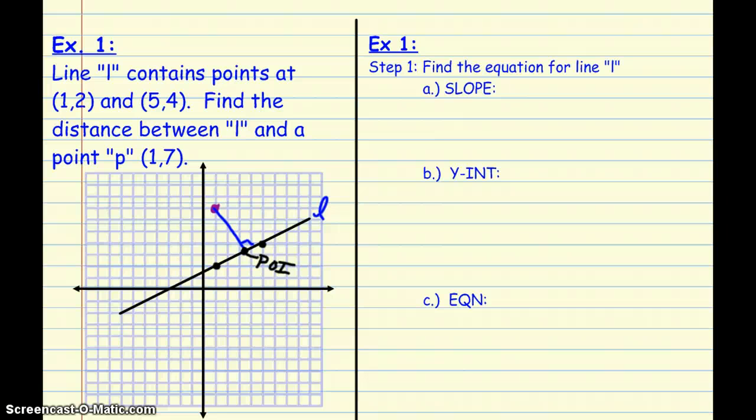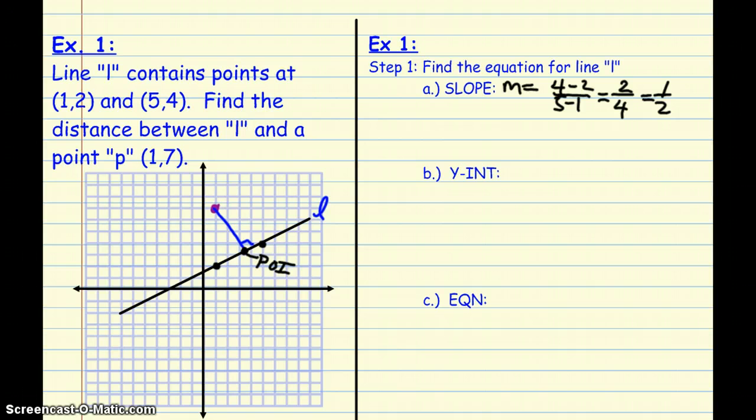So step 1, we need to write the equation for this line L, and we do that by starting with finding slope. We know that slope is rise over run, so I'm going to do 4 minus 2 over 5 minus 1, which gives us 2 over 4. And so our slope is 1/2.